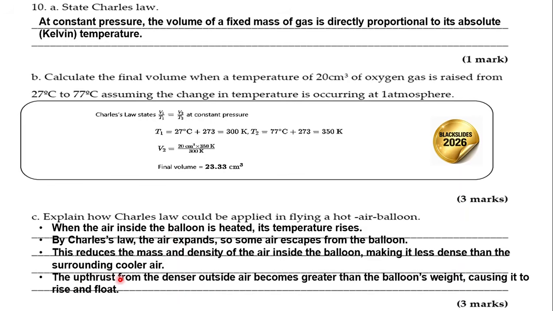So the upthrust from the denser outside air becomes greater than the balloon's weight, causing it to rise and float in the air. That way, Charles' law is at work.